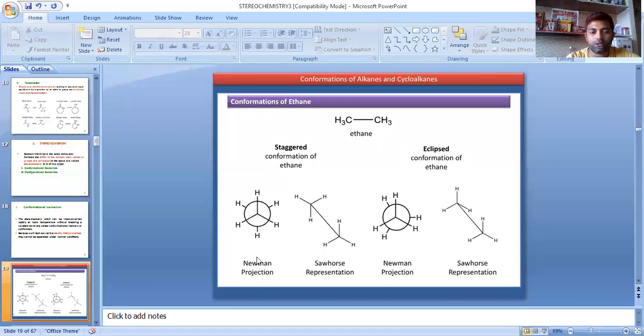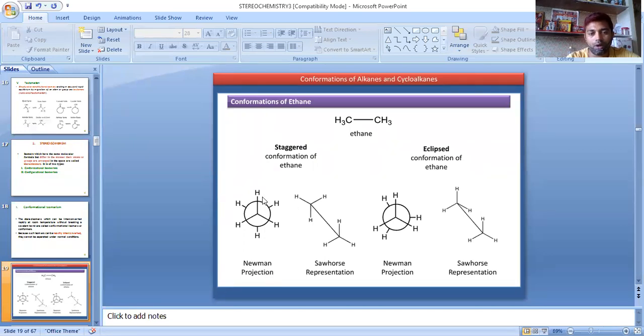There are two types of projections. One is the Newman projection, the other one is the Sawhorse projection. We can draw it in Fischer projection also, which we'll discuss later. In this Newman projection of ethane, the smaller circle is the front carbon, and the bigger circle is the back carbon. These are the hydrogen atoms bonded to the front carbon and the back carbon. This is called the Newman projection.